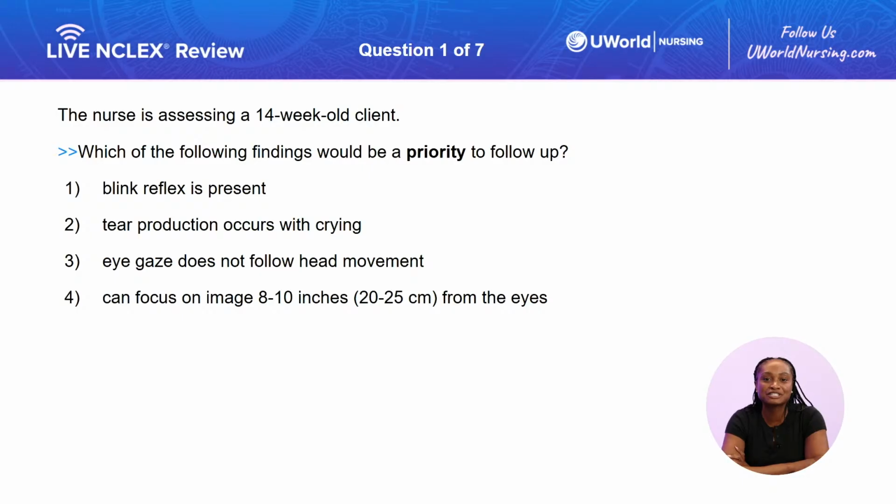So the first question says, the nurse is assessing a 14-week-old client. Which of the following findings would be a priority to follow up? Option 1, a blink reflex. Option 2, tear production occurs with crying. Option 3, eye gaze does not follow head movement. Or option 4, can focus on image 8 to 10 inches away from the eyes. Let me know what you guys think in the chat.